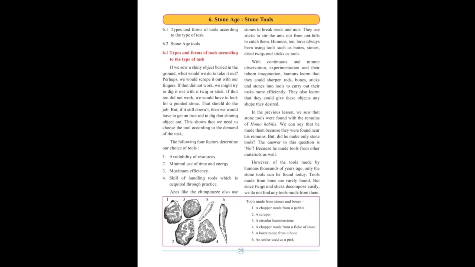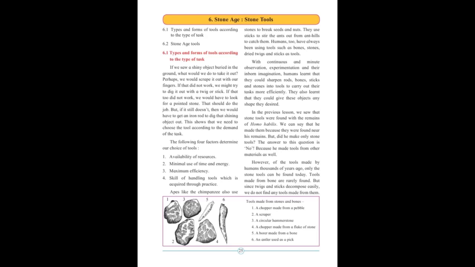Okay. Let's move on to the next paragraph. Apes like the chimpanzee also use stones to break seeds and nuts. They use sticks to stir the ants out from ant hills to catch them. Humans too have always been using tools such as bones, stones, dried twigs, and sticks as tools.